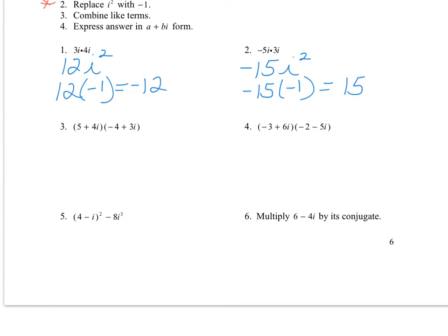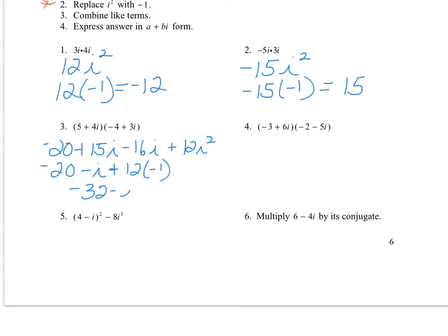So we're going to do double distributive property and get -20 plus 15i minus 16i plus 12i squared. We're going to neaten it up, so we have a -20 minus i plus 12 times a -1, which would be a -12, so we have a -20 minus 12, which is a -32 minus i as a final answer. Let's take a look at number 4.